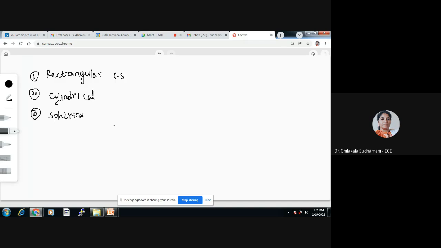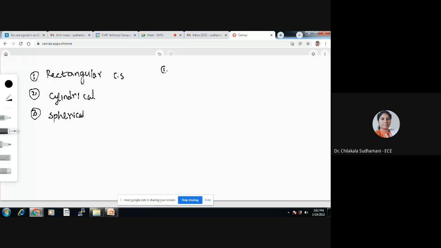Shall we do one or two problems, then we will go with coordinate systems? One or two problems? Okay. So one problem I am going to give. Previously what we learned, up to that we will do, then we will go with coordinate systems.